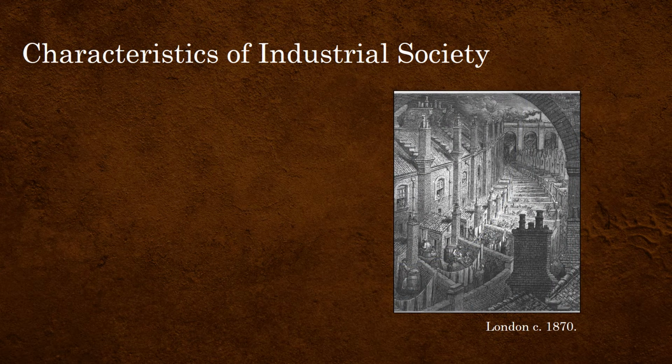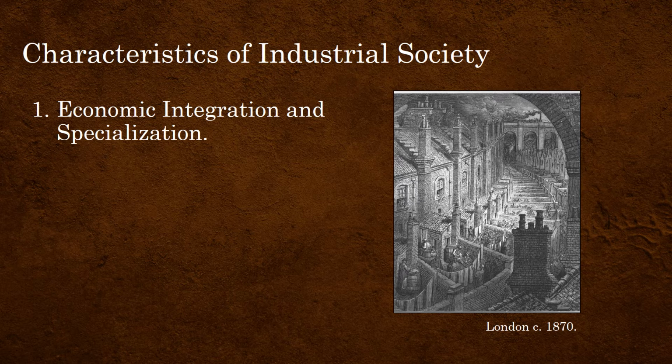Post-industrial societies are defined by two important characteristics. Number 1, economic integration and specialization. We are all incredibly specialized and dependent on one another now. Think about how specialized your chosen profession is. How many of you grew up on a farm? How many of you are planning to be farmers?